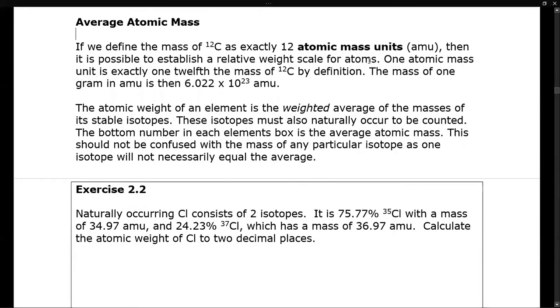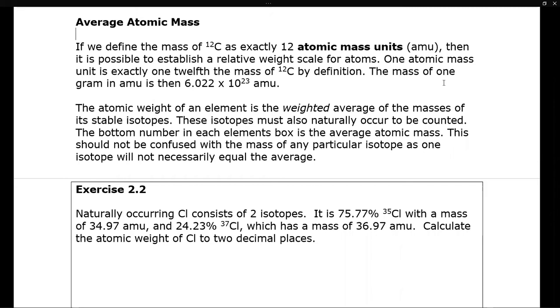Okay, now let's talk about average atomic mass. That means we need to define what an atomic mass unit is. We define the mass of carbon-12 as exactly 12 atomic mass units. Then we can say an atomic mass unit is 1/12 of the mass of a carbon-12 atom by definition. It gives us a scale for weighing these atoms.